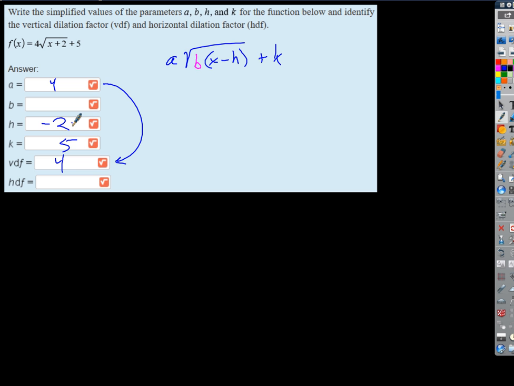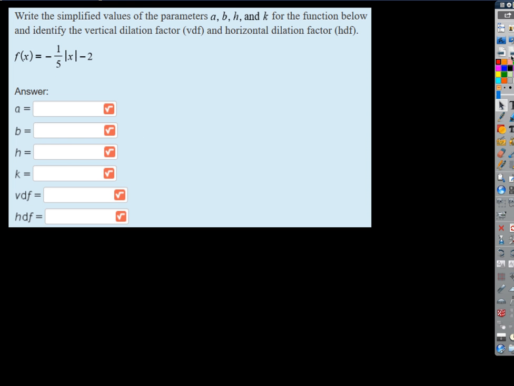Okay, what's b in this case? 1. Good. And how do you know it's 1? It doesn't show up in there. There is nothing in front of the x that makes it 1. Okay, good. A's and b's are normally multiplied, so if they're invisible, they're 1s. H's and k's are normally added and subtracted, right? If those don't show up, then they're 0s. So b is 1. So what does that make the horizontal dilation factor? It's only 1, right? It's going to be the reciprocal of 1, which is just 1. Okay, good. How about this one?